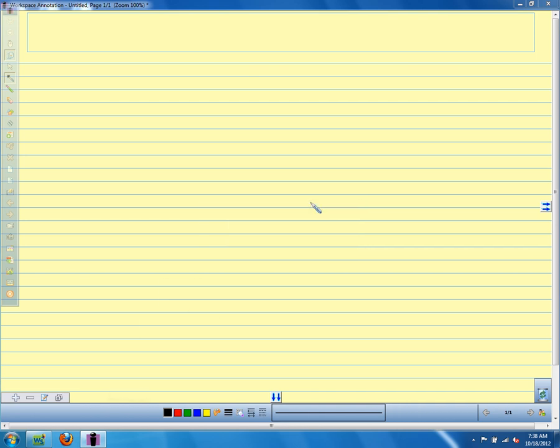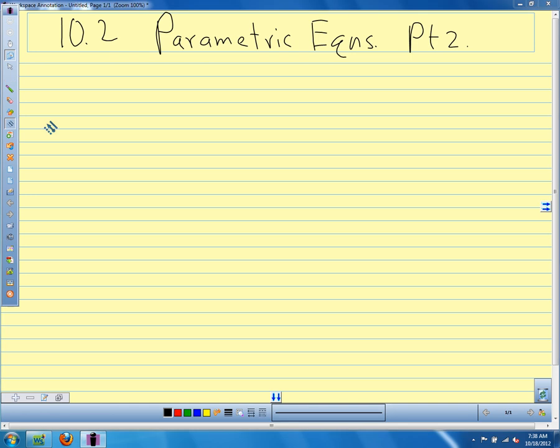All right, so we're going to do a little more in section 10.2 today. On Monday, we talked about eliminating the parameter in a set of parametric equations to help us in sketching curves. Today we're going to talk about how we find a set of parametric equations for a specific graph or from another description of some kind of function. So I'm just going to do a couple of examples, and then we'll talk about cycloids.